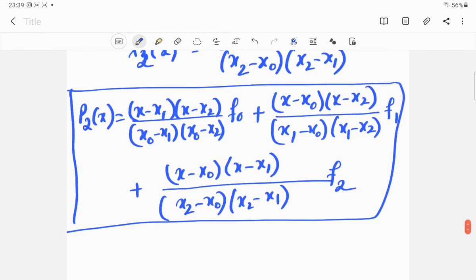I will upload one numerical problem which is on polynomials, and it is solved by using the Lagrange polynomial method.